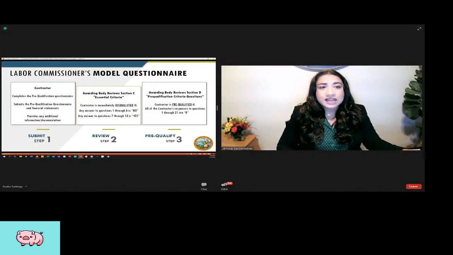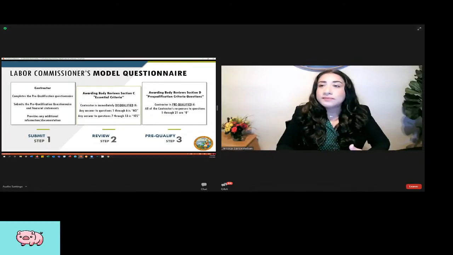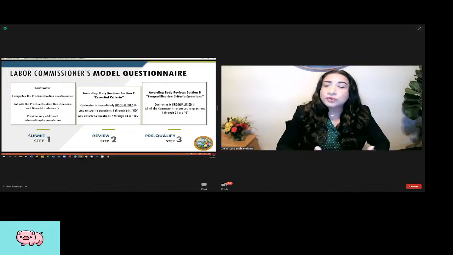So if a contractor is not immediately disqualified based on the answers they provide in section C, then the awarding body can assume that that contractor has passed this section, and they can then move on to step 3, which is to review section D, the pre-qualification criteria questions. There are a total of 21 questions broken up into 4 different categories in section D. The 4 categories are 1, prior history, 2, criminal matters and civil suits, 3, occupational health and safety compliance, and 4, prevailing wage and apprenticeship compliance.